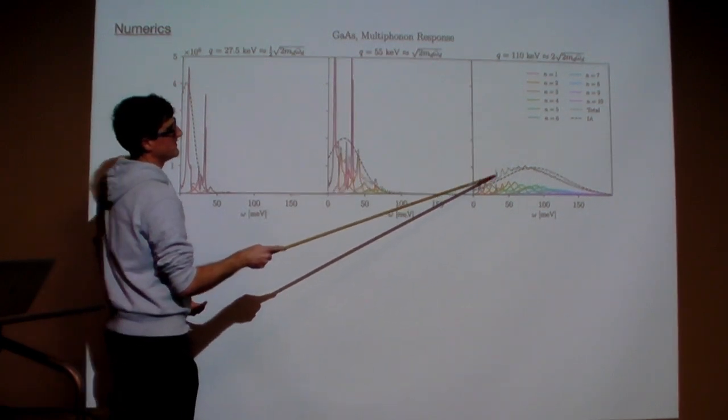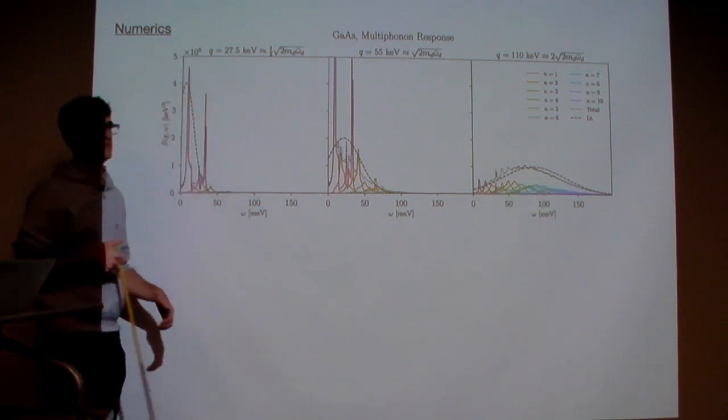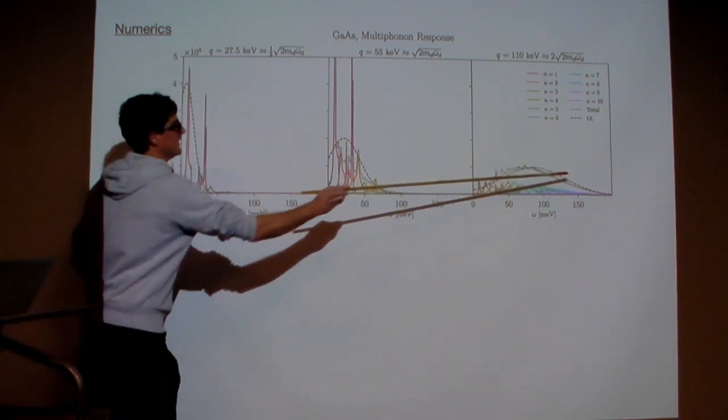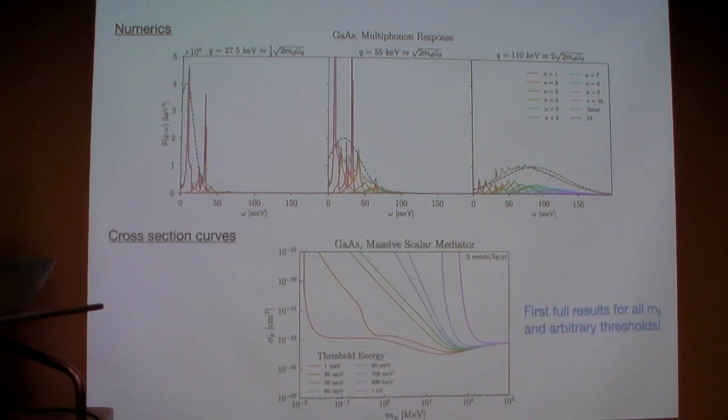This thicker dashed line is the approximation formula, the Gaussian approximation I showed you earlier, and these eventually converge to each other. If you go to even higher and higher momentum, you get more and more phonons, and this Gaussian becomes more and more narrow. It basically becomes a delta function. So we can do this analytically and numerically.